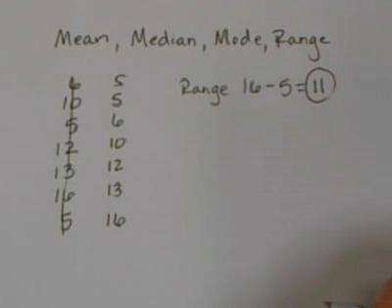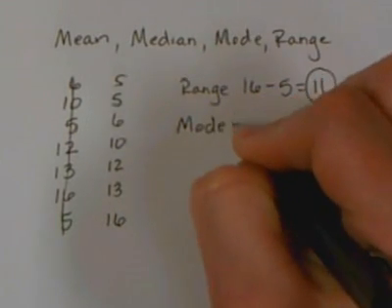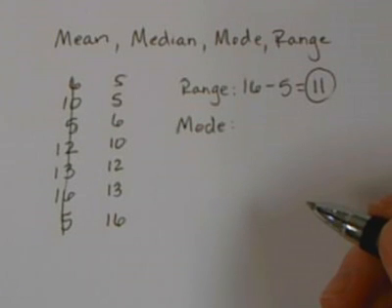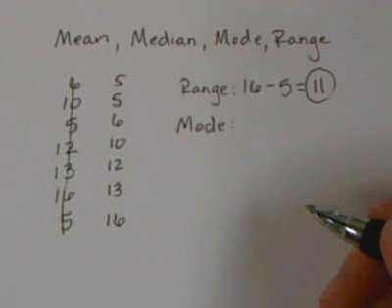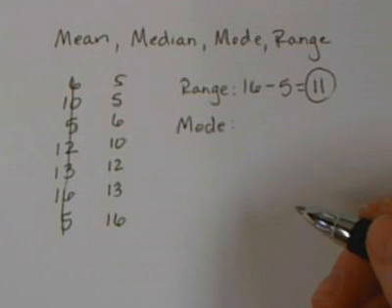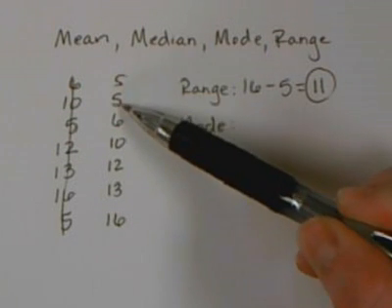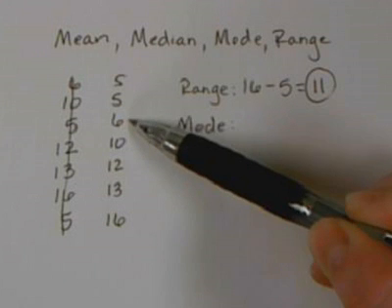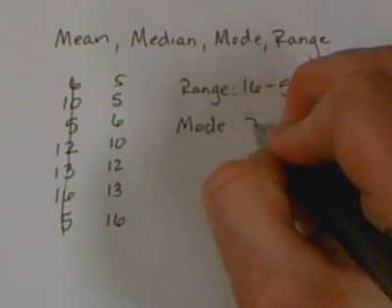Pretty simple. The second one we're going to do is mode. To find the mode for a set of numbers, we're just going to find the number that's used most often. That means the number that's used more times than any other number is used. So in this set, 5 is used 2 times, which is more than any other number. So our mode for this set is going to be 5.